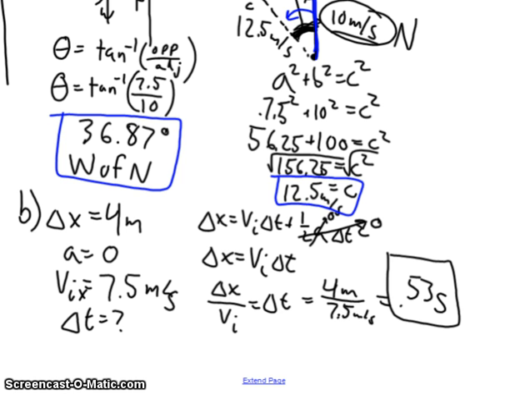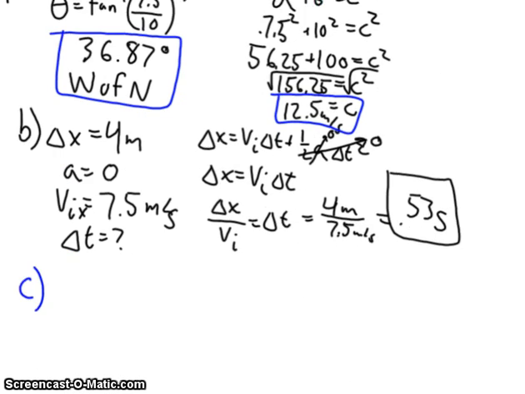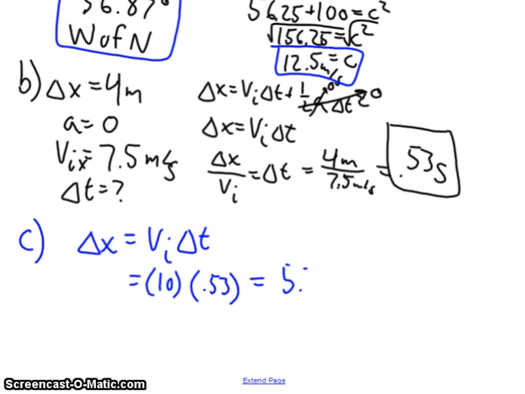The last question is how far in front of the pedestrian did the driver release it? So we're asking for, well, what is this distance here that I've now written in blue? I'm going to call it delta x, because it's another displacement. So I'm looking for that. I know my velocity in this direction, because I know I was going forward at 10 meters per second north. And I know how long it takes. I know it's that 0.53. So, since in a horizontal direction, delta x is equal to vi times delta t, I can solve out what delta x actually is by plugging in my vi, which was 10, and plugging in my t, which is 0.53, and finding out that the driver actually released it 5.3 meters in advance.